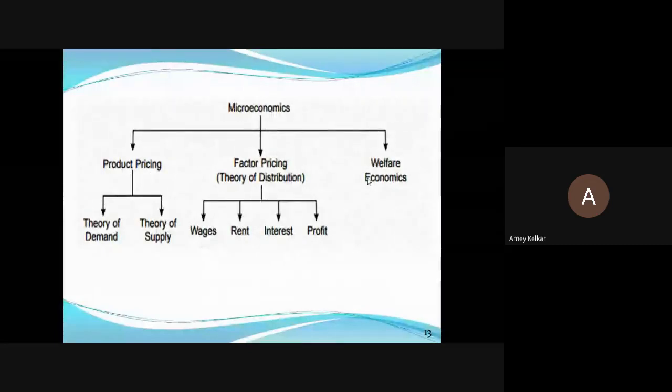So this is the structure of microeconomics. The structure of microeconomics is all about product pricing, which deals with theory of demand and theory of supply. This we have in the next part of the module, theory of demand and supply. We will be studying this.